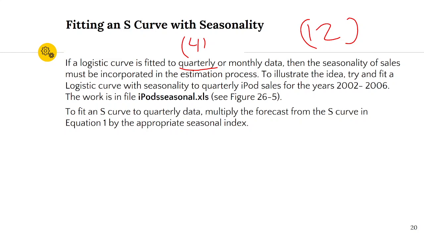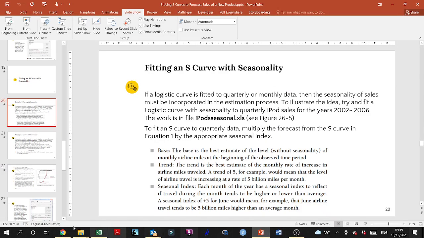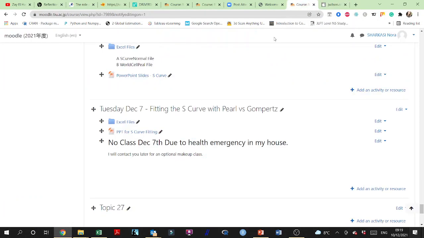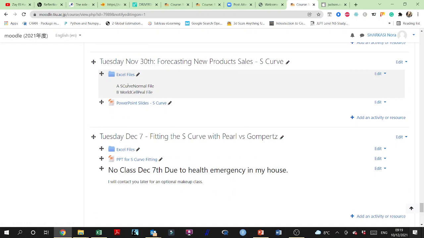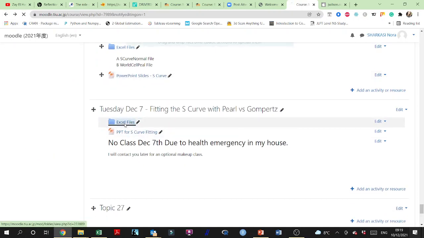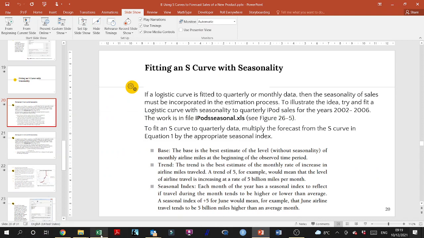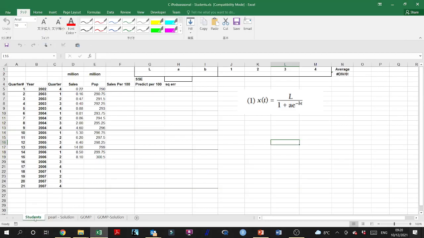Let's see, how do we illustrate this idea? We illustrate this idea by visiting the iPod seasonal Excel file. All right, take a look. Let's take a look at this file. Of course, this file is available here, guys, for you on Moodle. Let me make sure that I have it there. We were supposed to cover it last. Do we have it? Yes, this is the iPod seasonal. All right, so let's do this. Let's do it together. And now we are going to take a look at here, students.